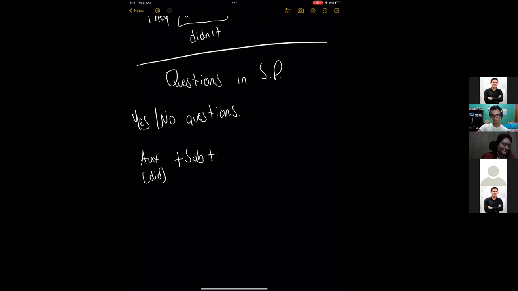Okay. So again, for questions, the structure is, we're going to have the auxiliary first, which is did, and then we're going to have the subject. After the subject, we're going to have the verb. Very important question: should the verb be conjugated, meaning in simple past, or should it be in the base form?